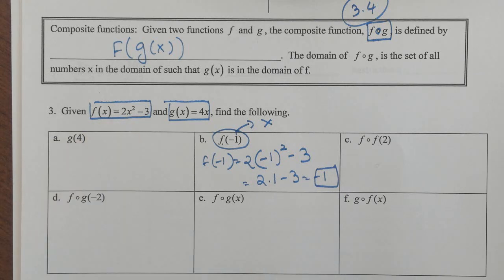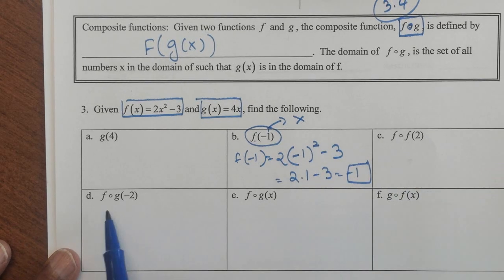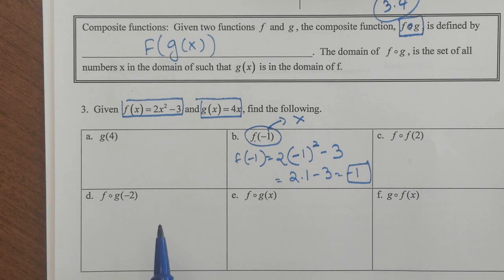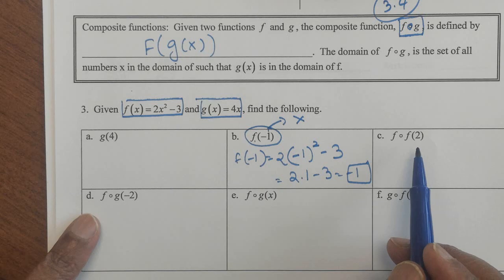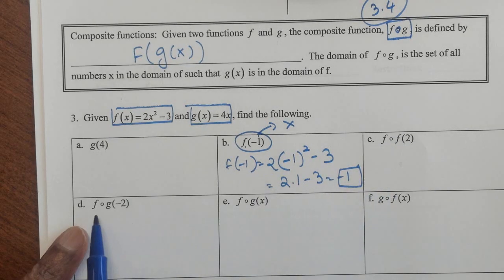This is not new stuff. The new stuff starts when you actually see this open dot: f of g of -2. So let's start with D, and then we'll jump back to C, because in C the same function is being used within itself, whereas this is two different functions. And let's look at this.